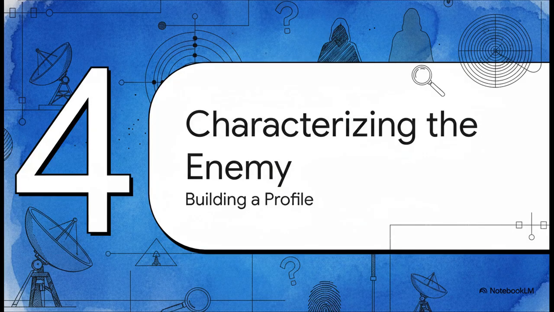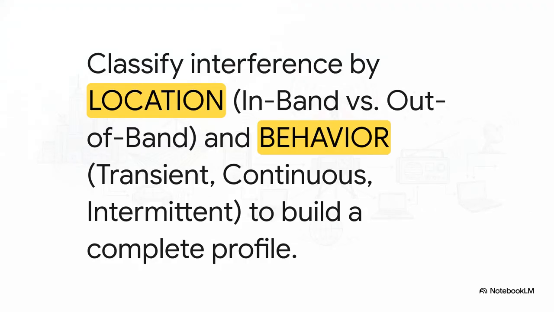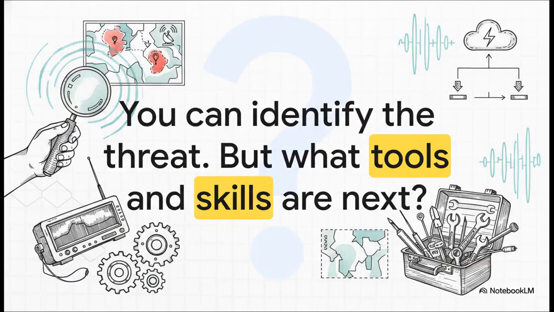All right, let's talk about characterizing the enemy. This is where we bring it all together. This is the part where you, the technician, stop being just a tech and you become a detective. You're building a complete profile of your suspect before the real hunt even begins. And here it is. This is the whole shebang. This is the main takeaway. By classifying the interference by its location, is it in-band or out-of-band, and its behavior, you build a complete profile of the problem. It means you can walk onto a site and know, okay, I'm hunting for an intermittent out-of-band signal. And just having that profile, man, that tells you a massive amount about where you even need to start looking.